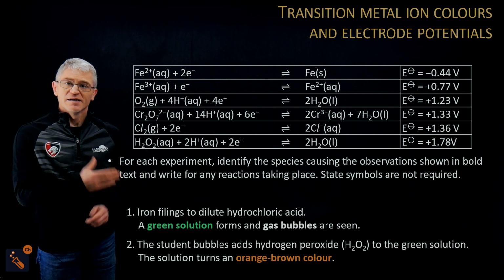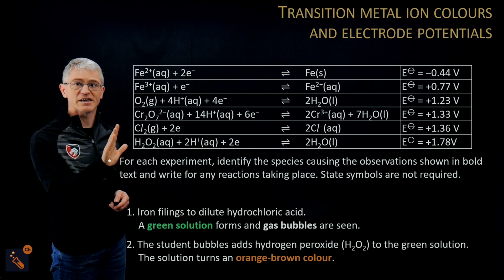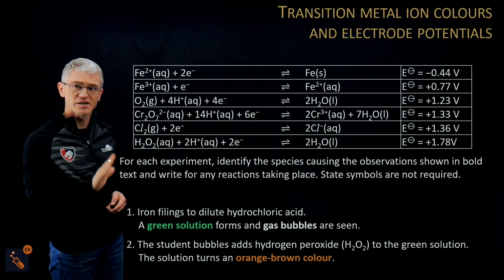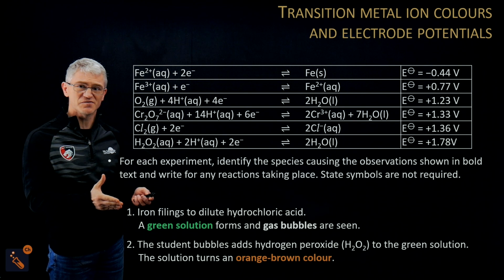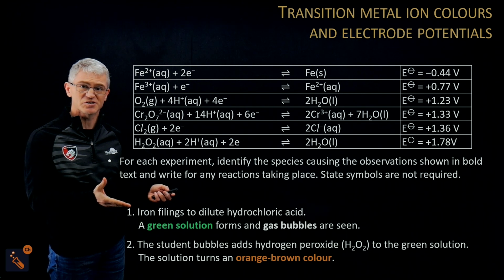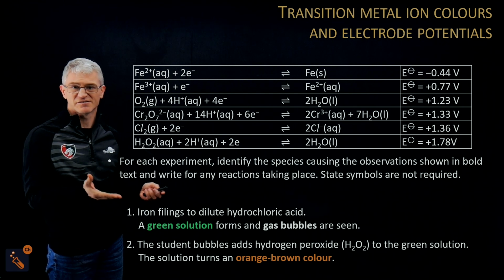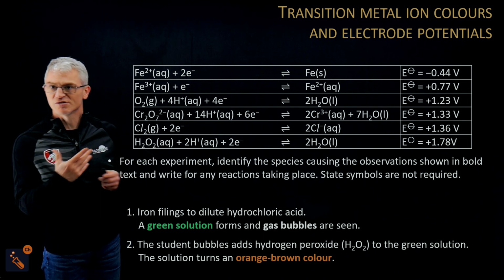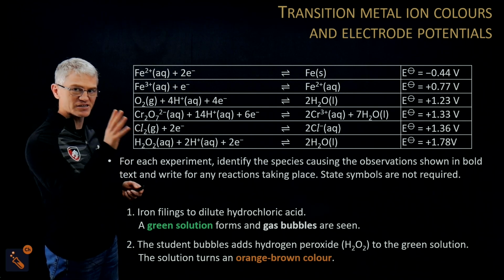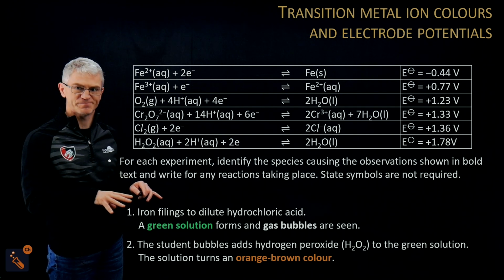Now, if we look at this, it looks really daunting because it's a lot of electrode potentials, all written as reduction. It has two reactions going on, and it's trying to tell you for each experiment, identify the species causing the observation shown in bold, and write equations for any reactions taking place. You don't need state symbols. I need you to have a look at this in different ways. First of all, you're going to immediately think, oh, I need to use this, but actually common sense can prevail as well.